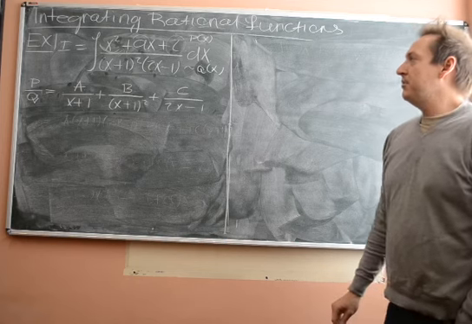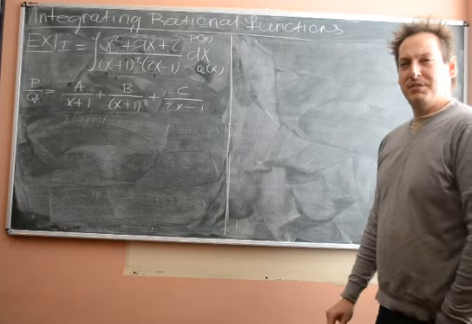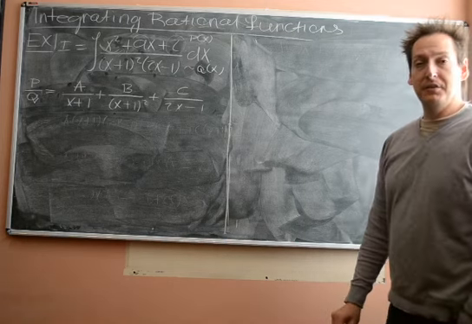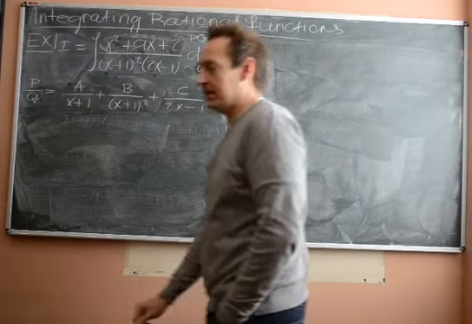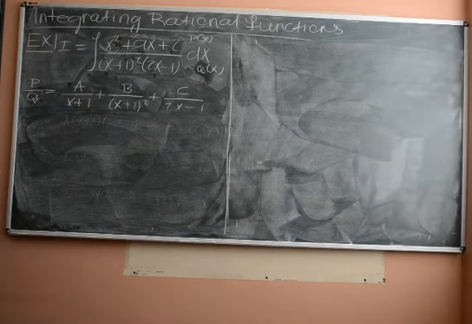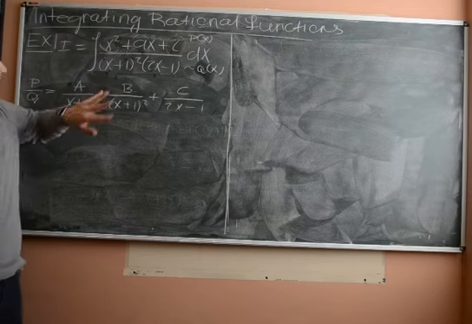Let's look at an example where we use a technique discussed in the previous video to evaluate the integral of a rational function. So in this case we're looking at the integral of x squared plus 9x plus 2 divided by x plus 1 squared times 2x minus 1. Right, so this will be our p and that will be our q.